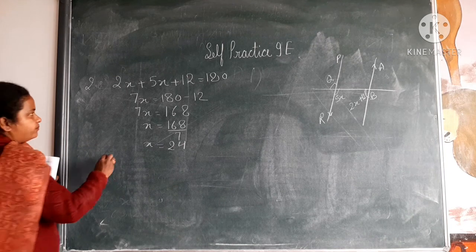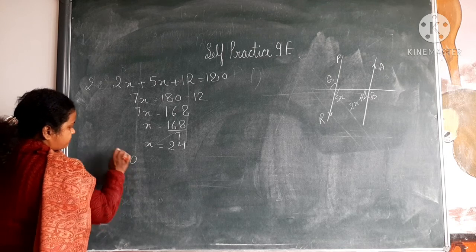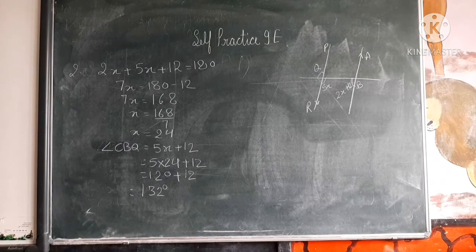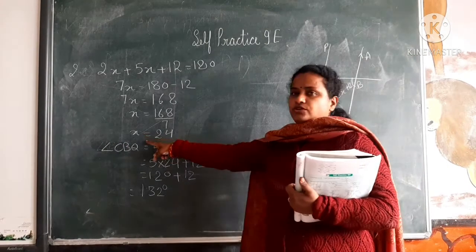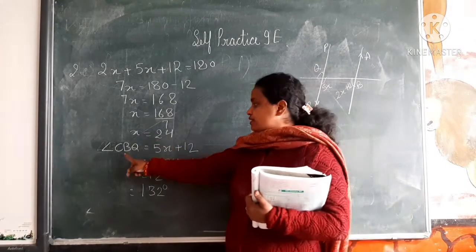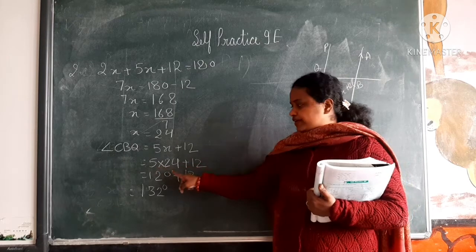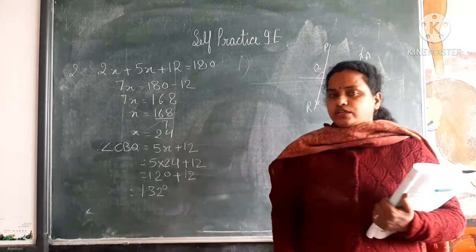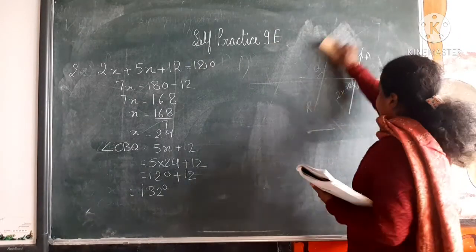Now what you are having? Angle CBQ is equal to... so here, you can see x is equal to 24 you got. The angle CBQ will be how much? 5x plus 12 means 5 into 24 plus 12, that is 120 plus 12, 132 degree. Okay.